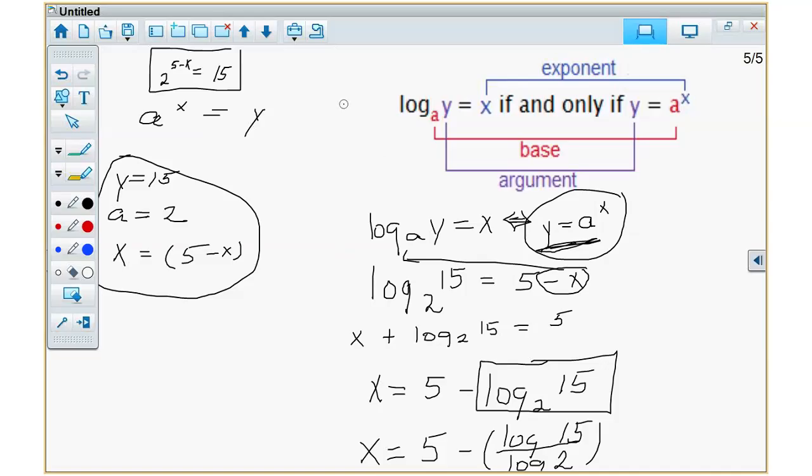You're going to get, well, I don't know what this is, but 5 minus parentheses, and then you type in log of 15 divided by the log of 2, close parentheses, and whatever that spits out, that's your answer. But you need to put this in parentheses, or do it separately, one of the two.